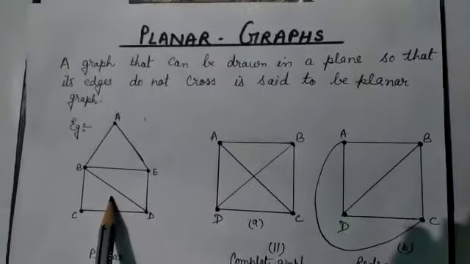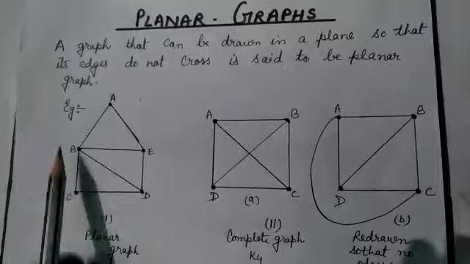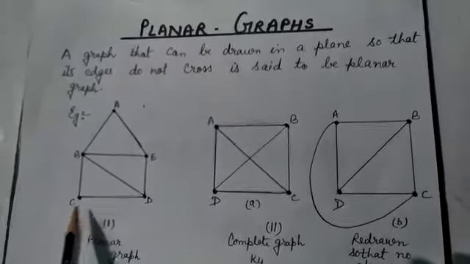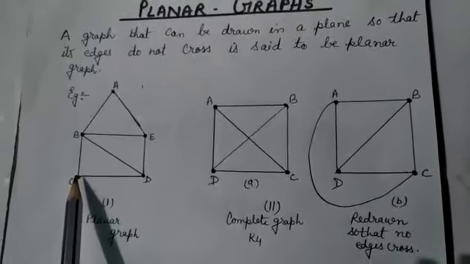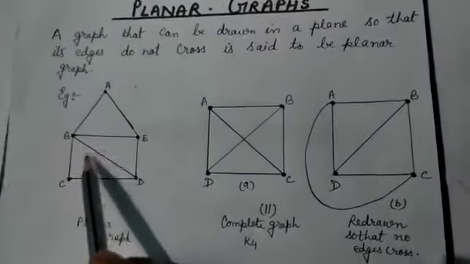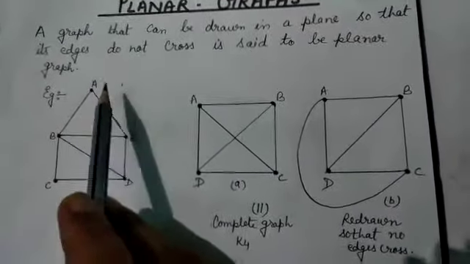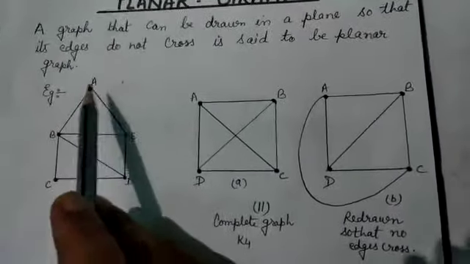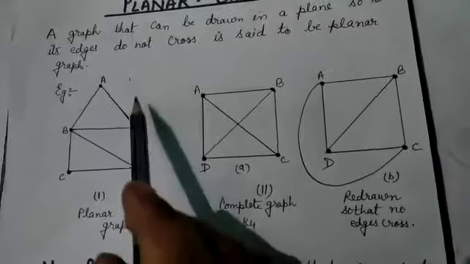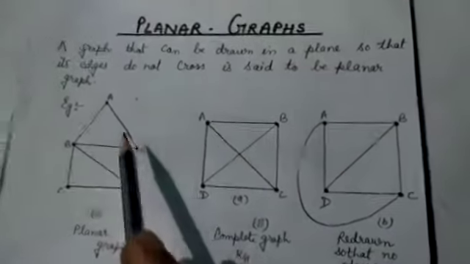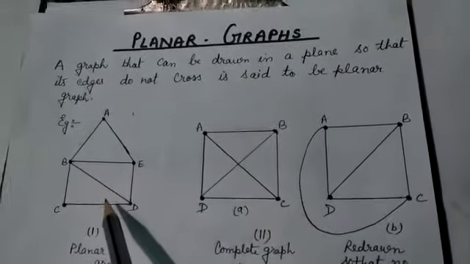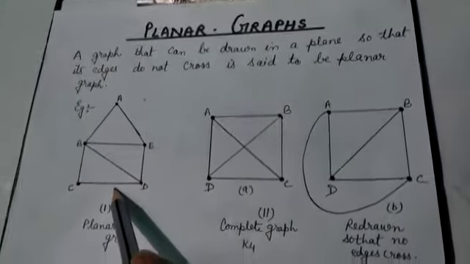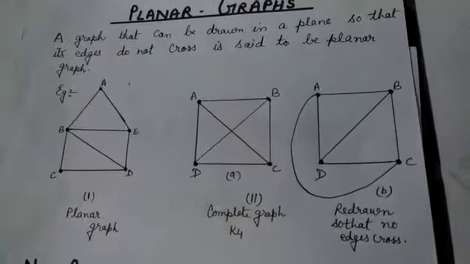A graph that can be drawn in a plane so that its edges do not cross is said to be a planar graph. So here we have a graph having edges A, B, C, D, E. Here we don't have any crossover. So this is an example of planar graph. It is drawn in a plane and its edges are not crossing. So it is a planar graph.